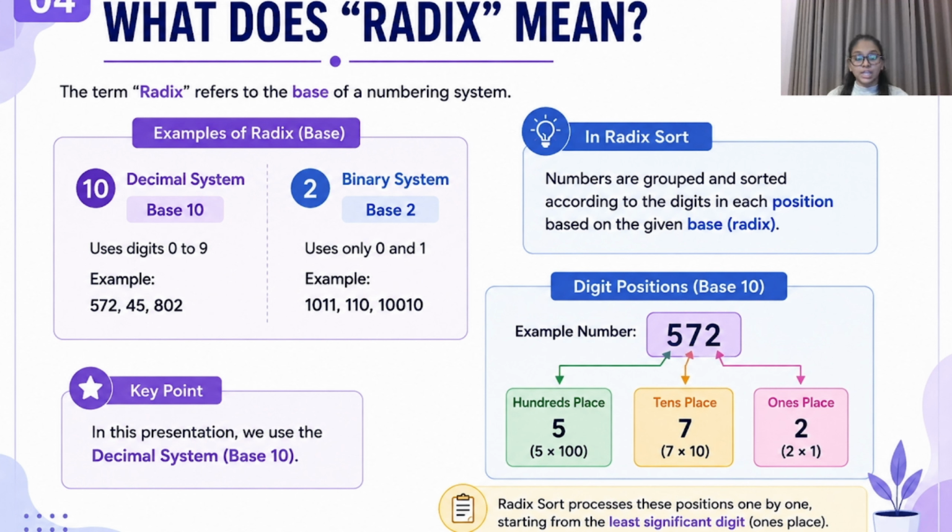Now let's connect this idea to digit positions. Take the number 802. Starting from the right, we have 2 in the ones position, 0 in the tens position, and 8 in the hundreds position. These positions are extremely important because Radix Sort processes these positions one at a time. So when you see the buckets numbered 0 through 9 on your slides, remember that each bucket represents a possible digit in our decimal number system.